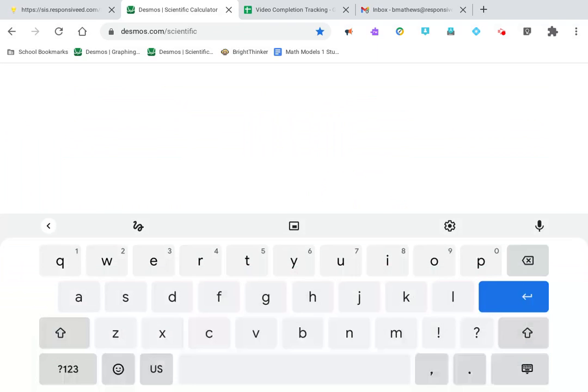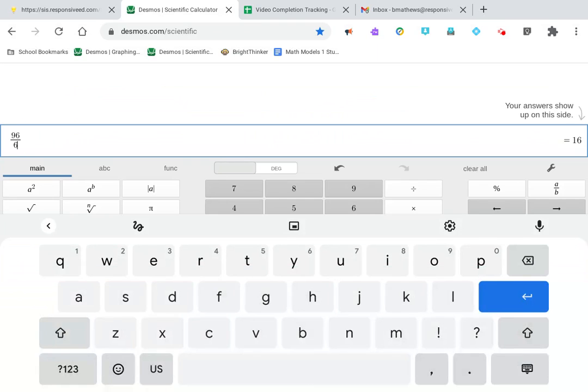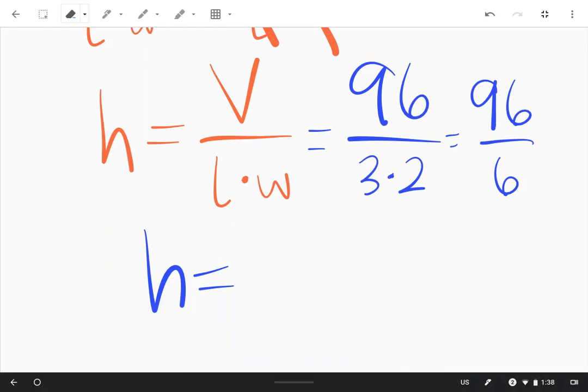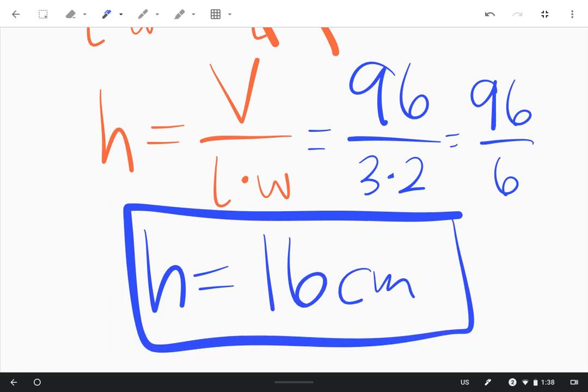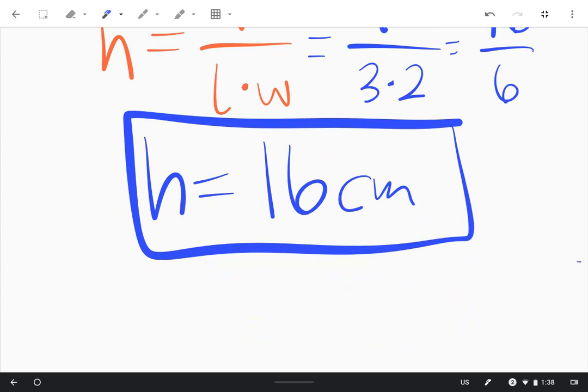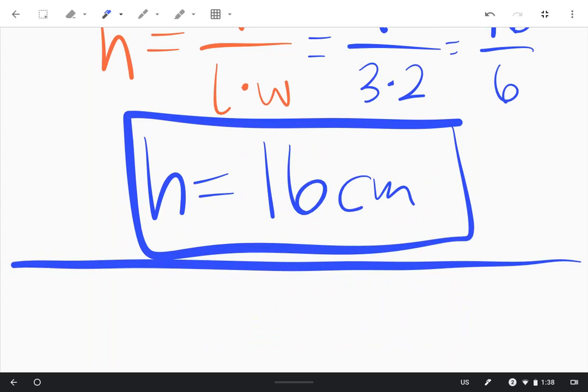So what we do, 96 divided by 6 is 16. Right? So hop back over to there, and H, so 96 divided by 6 is 16 centimeters. And that would be the answer for H. So that's pretty much what you're doing. We'll do one more example together, and then I'll let you try the ones out in the unit.